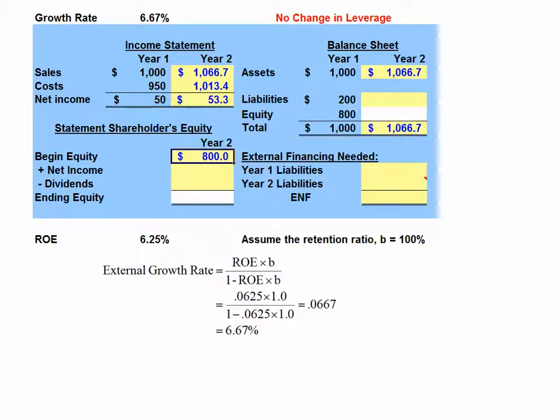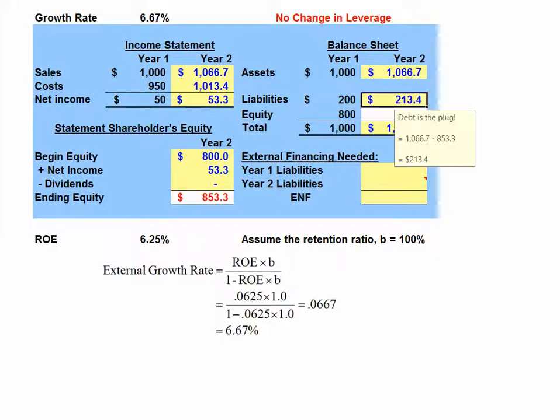Let's now start working through our statement of shareholders' equity. Our beginning equity was $800 from year 1. We add to that our net income of $53.30. We're assuming that we have nothing in the way of dividends since our retention ratio is 100%. Again, that means we retained all of our earnings for reinvesting in new assets, which gives us ending equity of $853. We pick that up on our balance sheet, and we now have one number left, and that's our plug for liabilities.